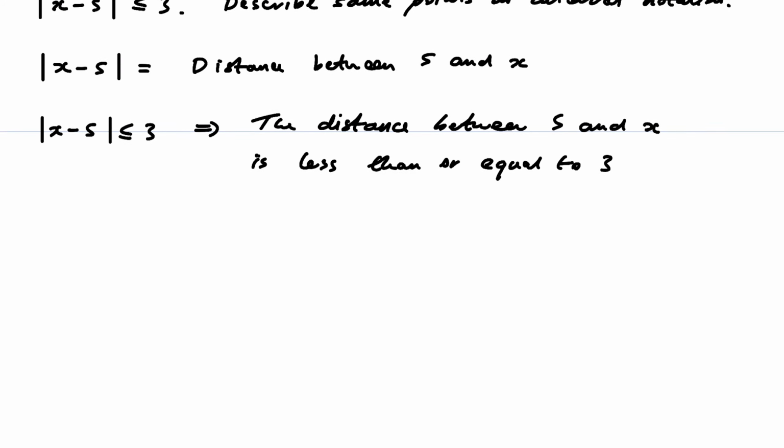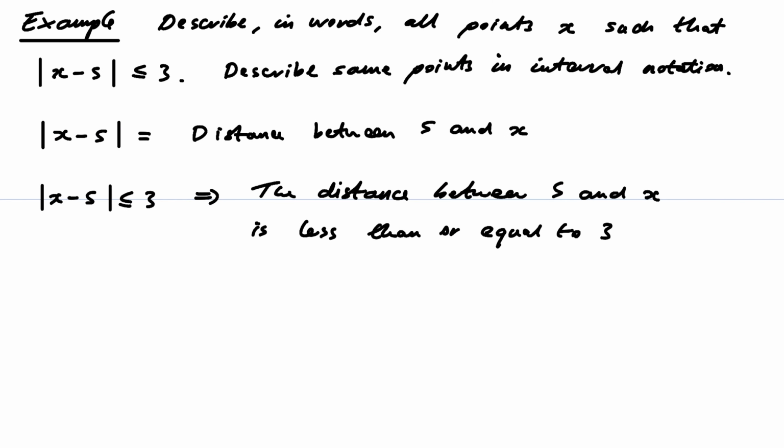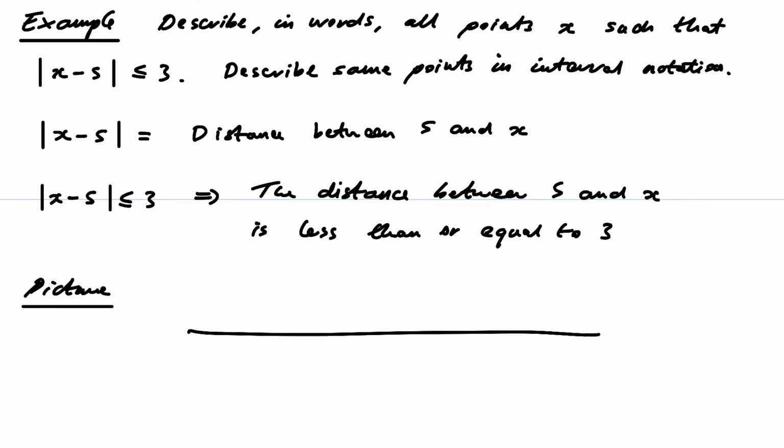So let's draw a picture of that. That's me describing it in words. It's pretty neat. So let's think what that actually means. 5 is kind of fixed information here. Let's draw that here. So what have I got? I've got an x, don't I? Right? So where is x going to be?